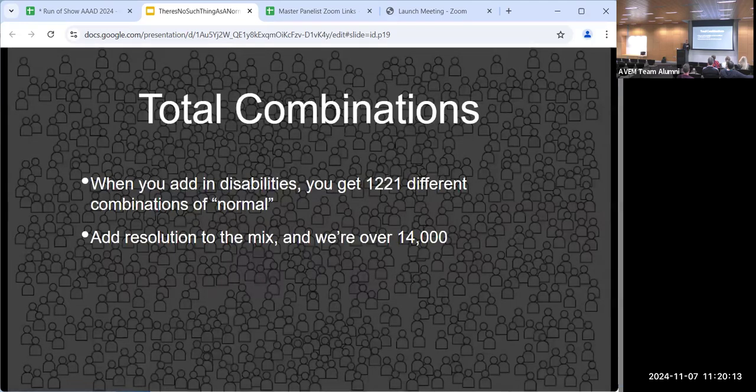So when you add in disabilities, you get 1,221 different combinations of normal. And when we add in the different combinations of the platform, operating system and browser, we're up to 14,000 different possibilities of normal.